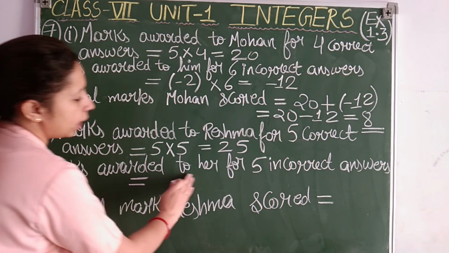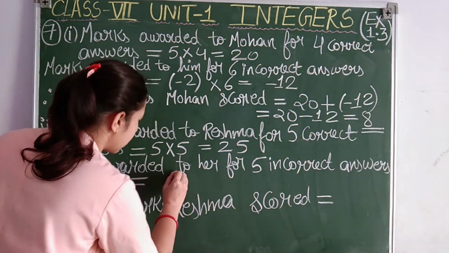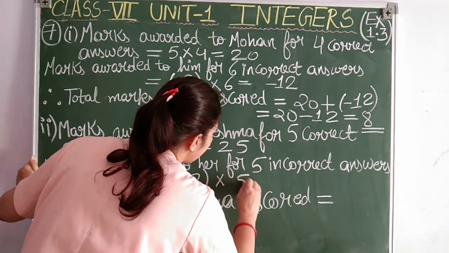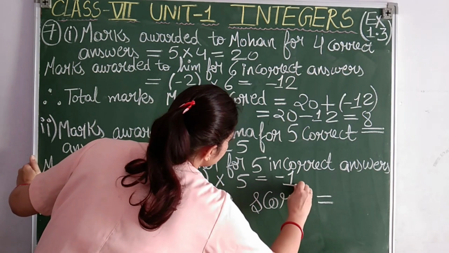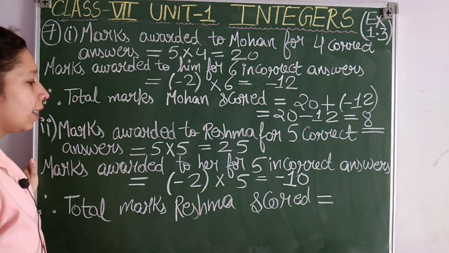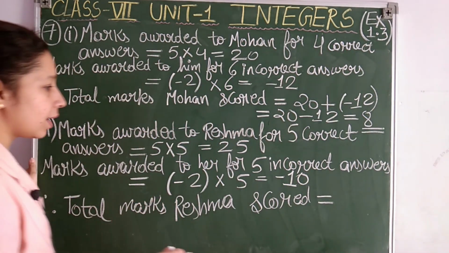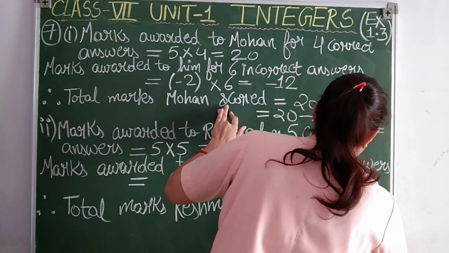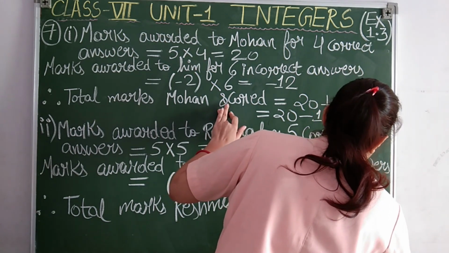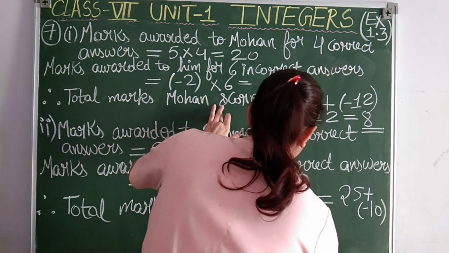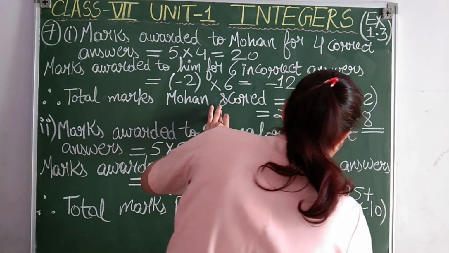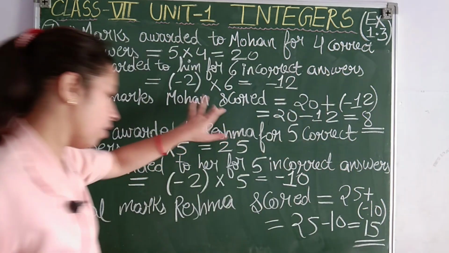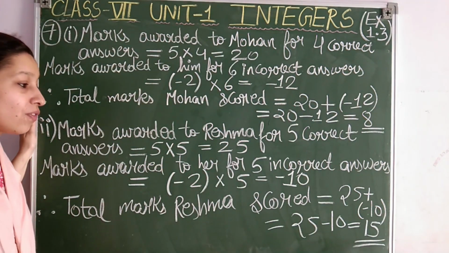Okay, marks awarded to her for 5 incorrect answers. For one incorrect answer she got minus 2. For 5 incorrect answers she got minus 10. Clear now, students? 5 twos are 10. Then the total marks Reshma scored. Total marks scored by her is 25 plus in bracket minus 10. Now let us solve, students. 25 plus minus 10, so 25 minus 10 is 15. So Reshma scored 15 marks as her final score.